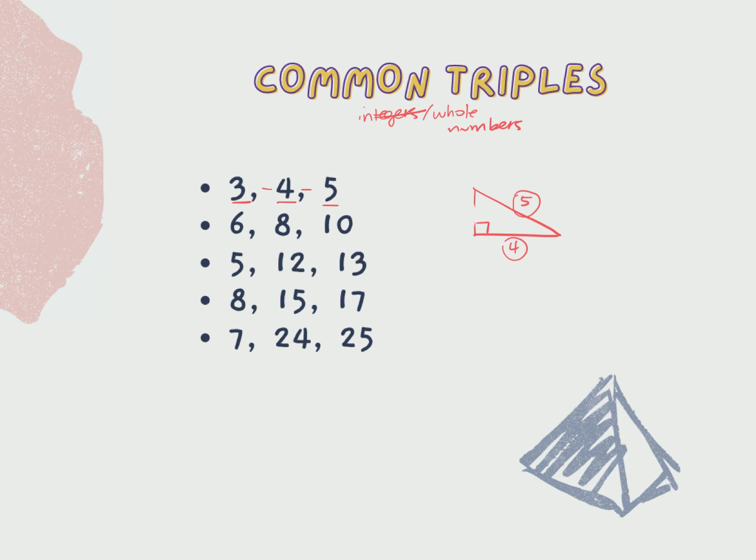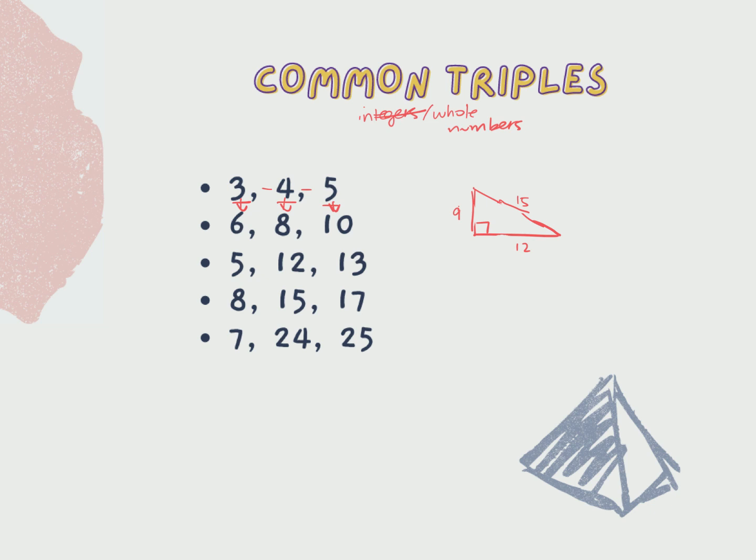Not only is 3, 4, 5 a common triple, but all their multiples are as well. So for example, notice this one. 3 times 2 is 6, 4 times 2 is 8, and guess what? 5 times 2 is 10. So if I follow that pattern, and you get a triangle that is, let's say, 9 and 12, you're like, wait, 3 times 3 is 9, 4 times 3 is 12. That means this third side is 5 times 3, or 15.